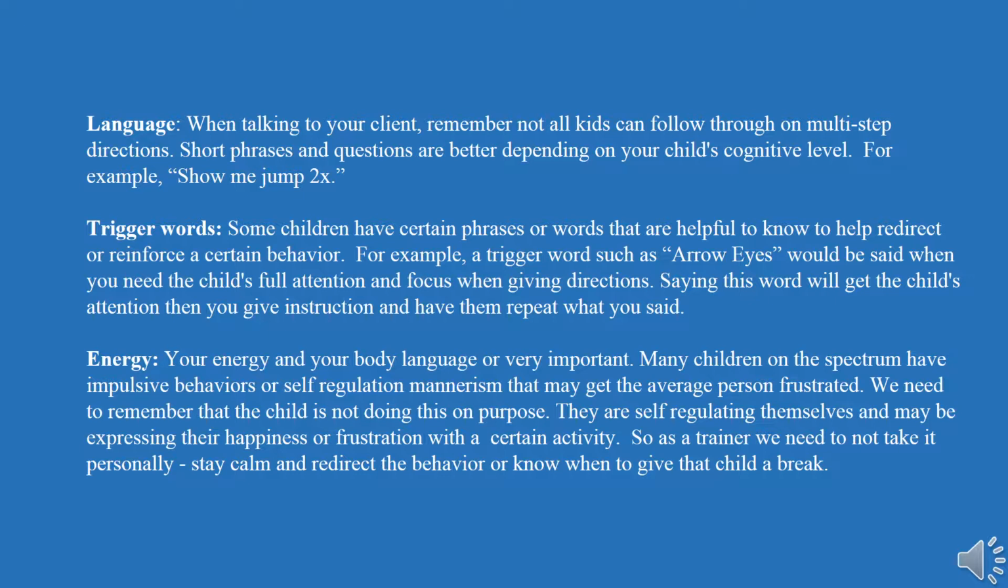Many children on the spectrum have impulsive behaviors or self regulation mannerisms that may get the average person frustrated. Do not get frustrated. Once you are frustrated, these kids will pick that up and it will just become a vicious cycle. We need to remember that the child is not doing this stuff on purpose. This is the way they self regulate themselves, and sometimes this is how they might express happiness, frustration, or any emotion. You will learn what they are trying to tell you over time. It just takes time while you work with these kids to really learn what's going on. Don't take things personal, stay calm, redirect, and stay on course.